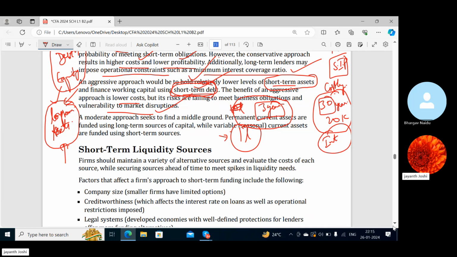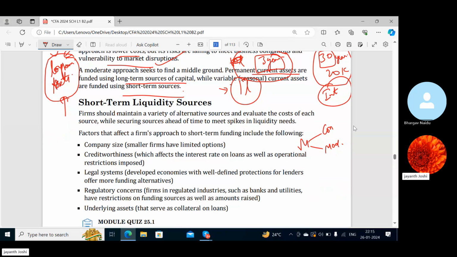Moderate is nothing but a balance of the aggressive and conservative approach we discussed. So moderate is something from conservative and something from aggressive. The moderate approach seeks to find a middle ground. Permanent current assets are funded using long-term sources of capital, while current assets are funded using short-term sources. Okay, so what we discussed in conservative, what were we doing?